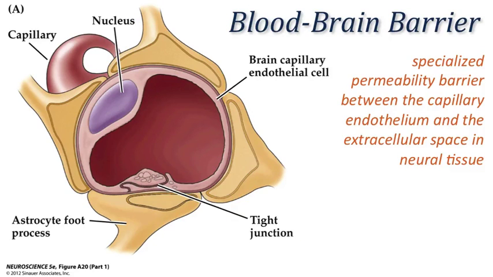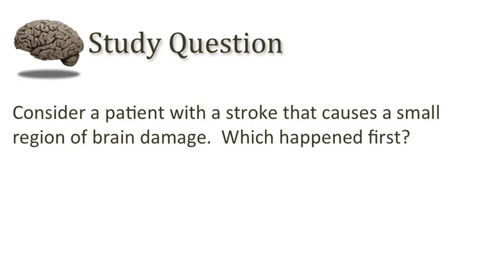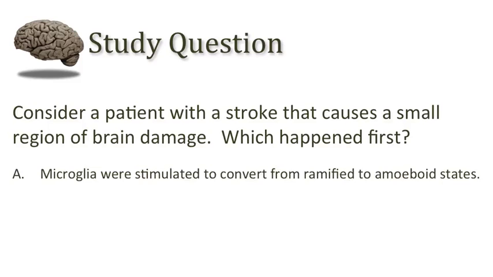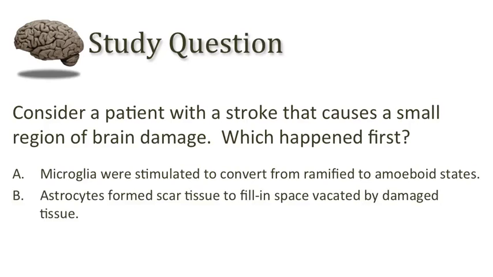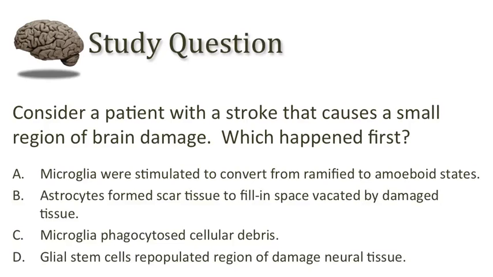Well, let's conclude this tutorial with a study question. I want you to think about a patient that has had a stroke, and that stroke causes some small region of the brain to be damaged. And I want you to think about the glial cells that are present in the brain, around that region of damaged brain, and think about which activity of glial cell do you think happens first? Well, think about these activities and the sequence in which they might unfold, and go ahead and record your response.